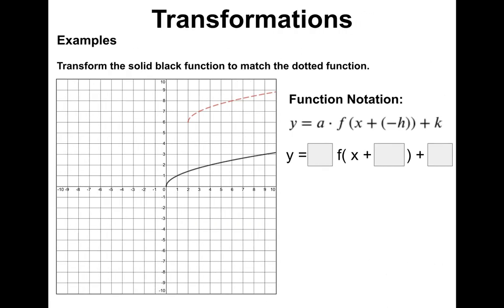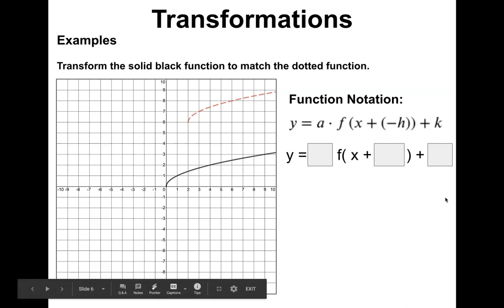Let's look at our next example. We want to transform the solid black function to match the dotted function. Notice, first of all, our a value will not need to change. It does not reflect over the x-axis, so we're going to keep our a value a positive.